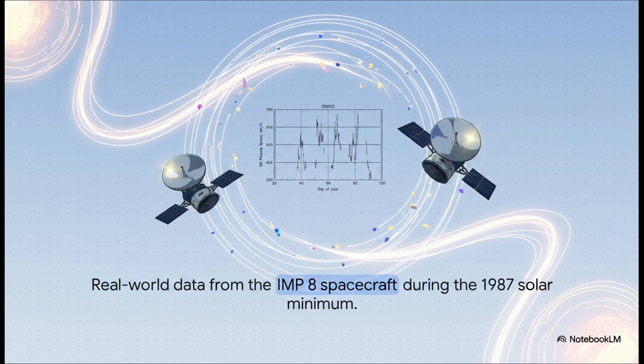You find actual data. This graph here shows real measurements of the solar wind, taken by a spacecraft called IMP-8 way back in 1987, the exact same quiet period they simulated. You can see these huge spikes in wind speed, getting up to 700 kilometers per second.